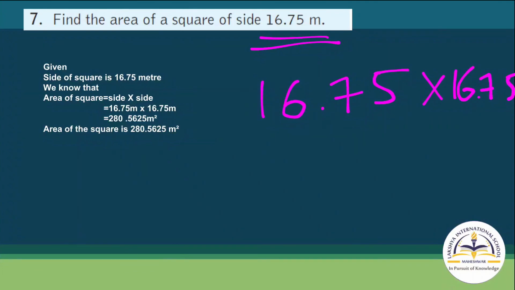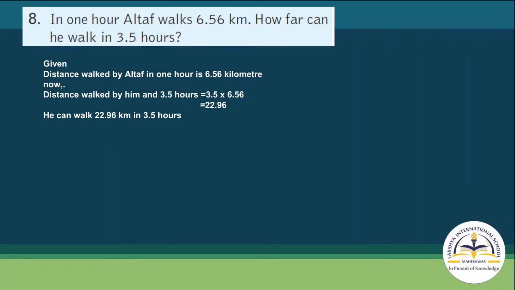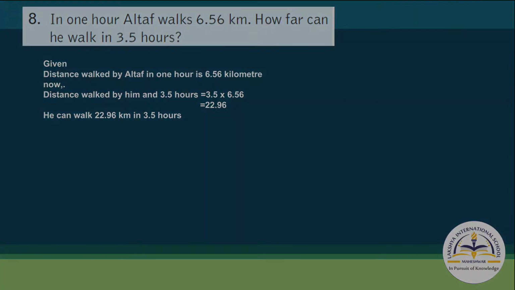Now you can see how many digits are there after the decimal point? 1 2 3 4, 4 numbers are there. So here you can see 5 6 2 5. Before 4 numbers the decimal point is there. So like this you have to solve. Question number 8 you have to solve.